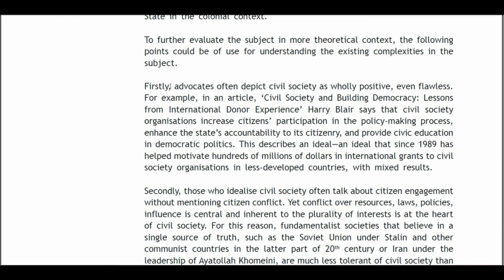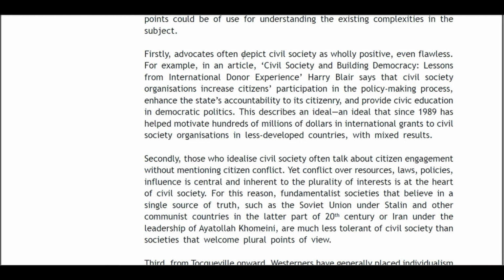To further evaluate the subject in a more theoretical context, the following points could be of use for understanding the existing complexity in the subject. Firstly, advocates often depict civil society as wholly positive, even flawless. For example, in an article, Civil Society and Building Democracy: Lessons from International Donor Experience, Harry Blair says that civil society organizations increase citizens' participation in the policy-making process, enhance state accountability to its citizenry, and provide civic education in democratic politics.